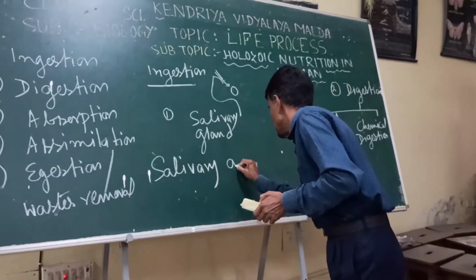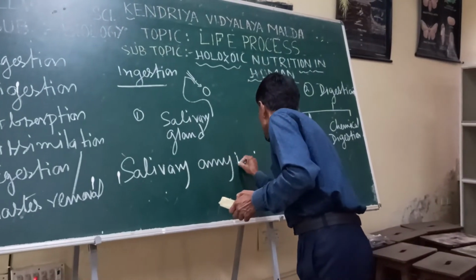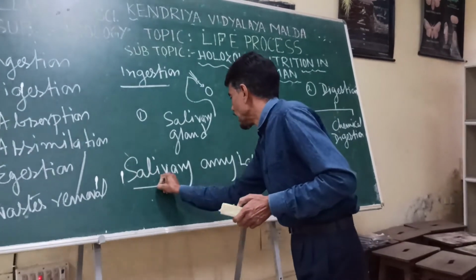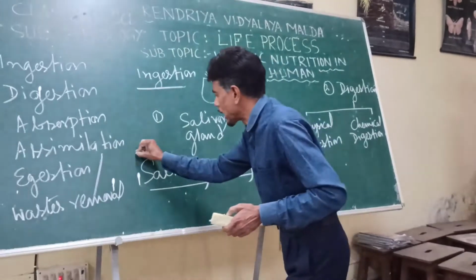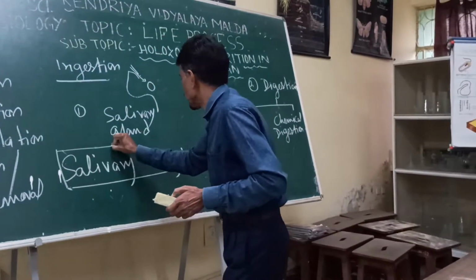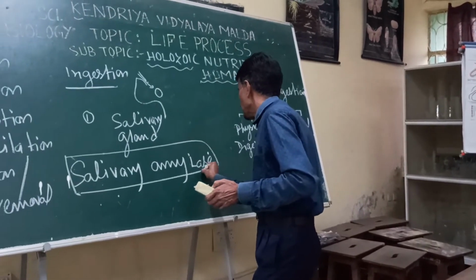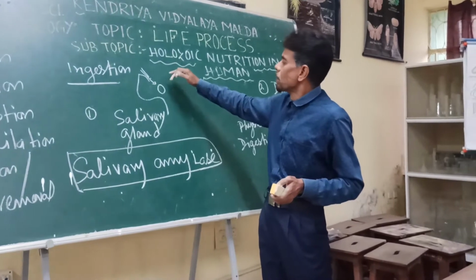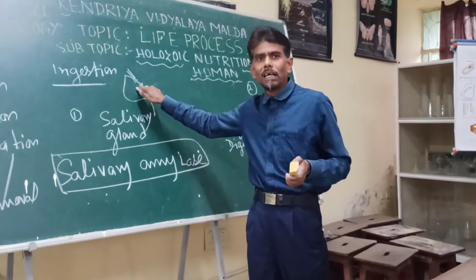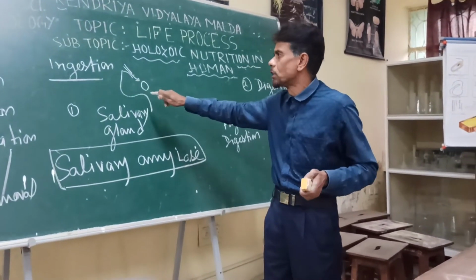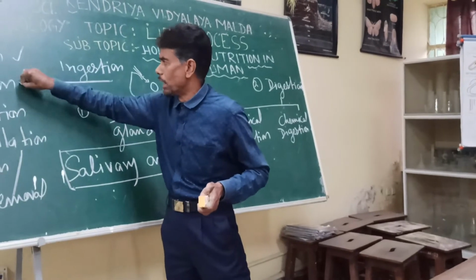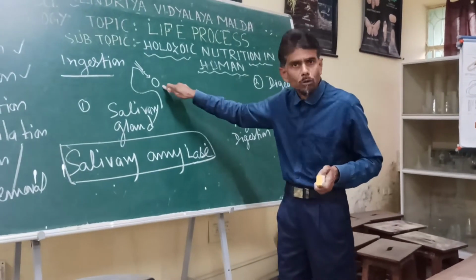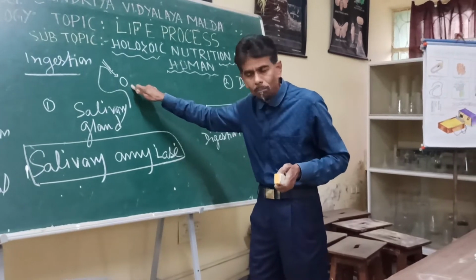Salivary amylase. This salivary enzyme helps with chemical digestion. So physical digestion takes place in the mouth cavity itself, and the process of chemical digestion also starts after ingestion. The chemical digestion also starts in the mouth cavity itself.